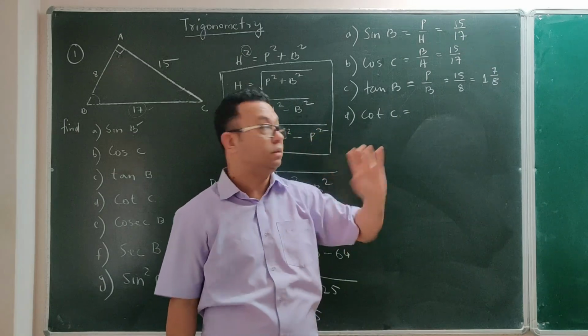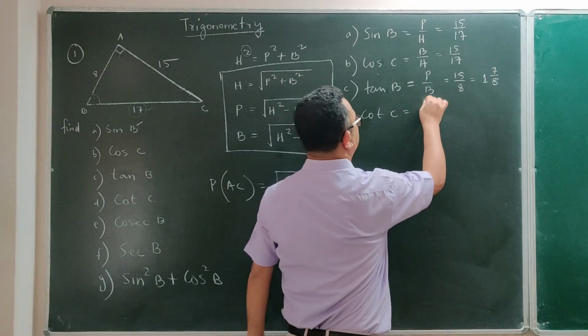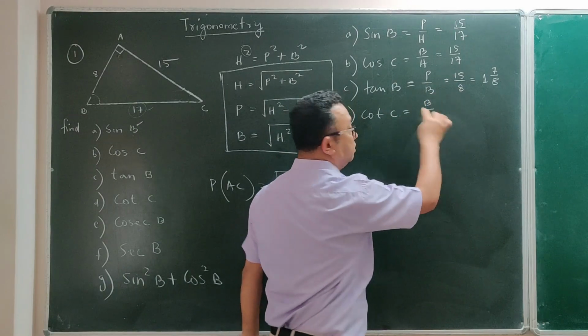I told you to remember "ter." Cot also has ter, tan also has ter. So if tan is P by B, cot is B by P. Opposite. Tan is P by B, this is B by P.